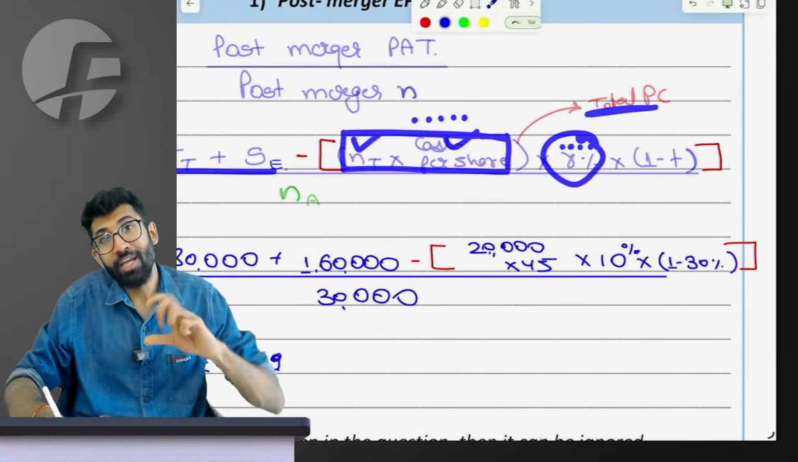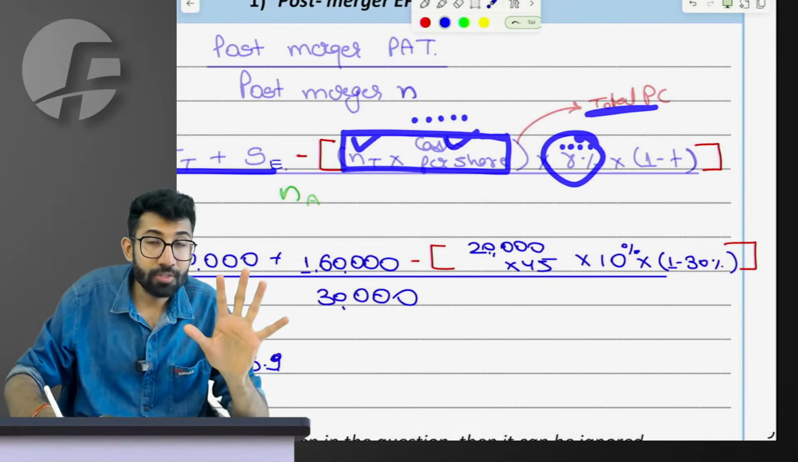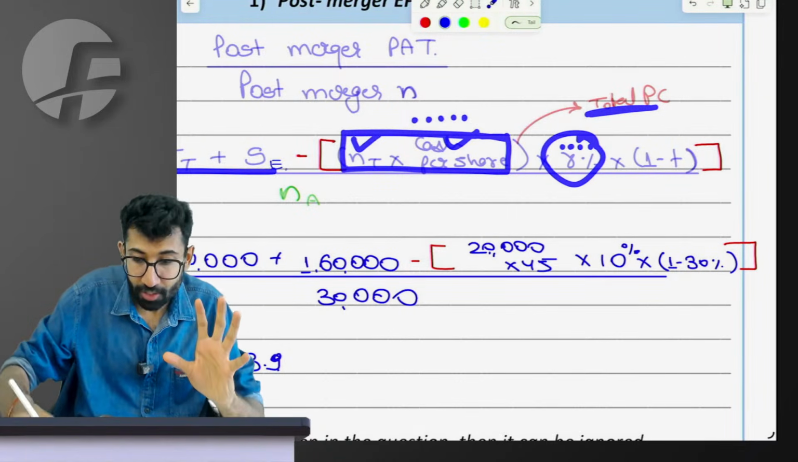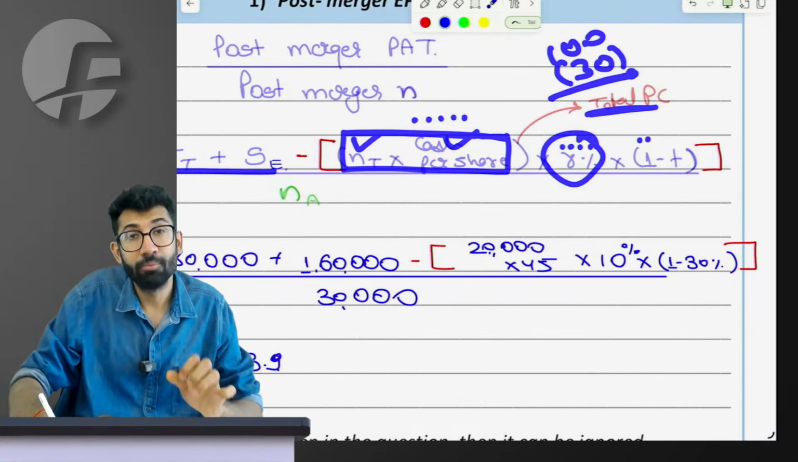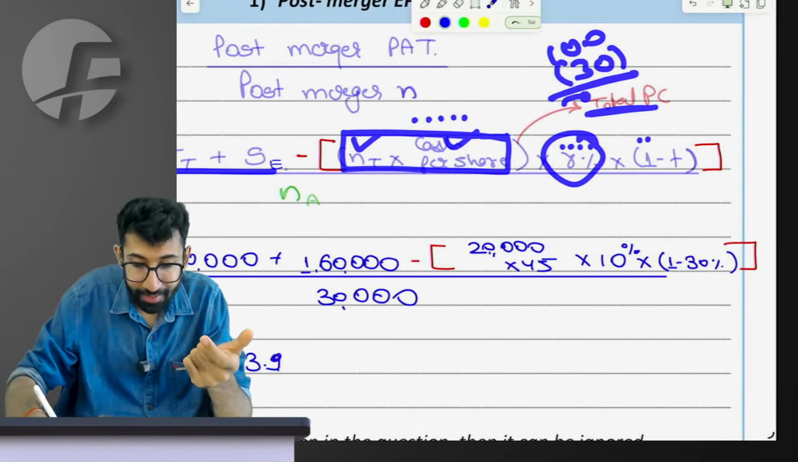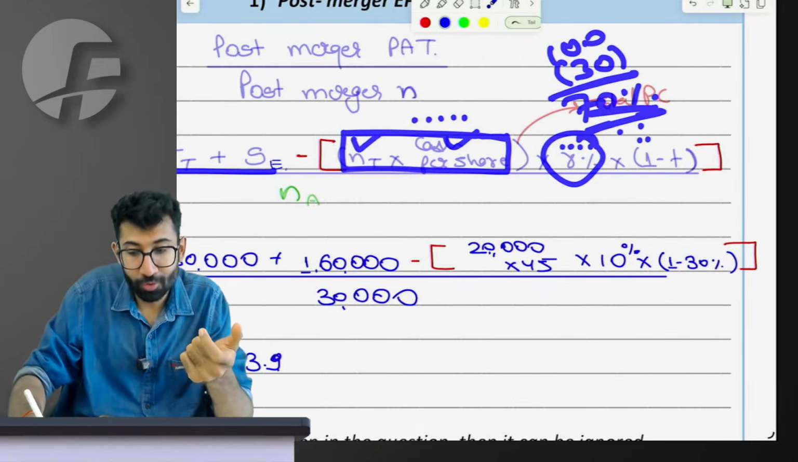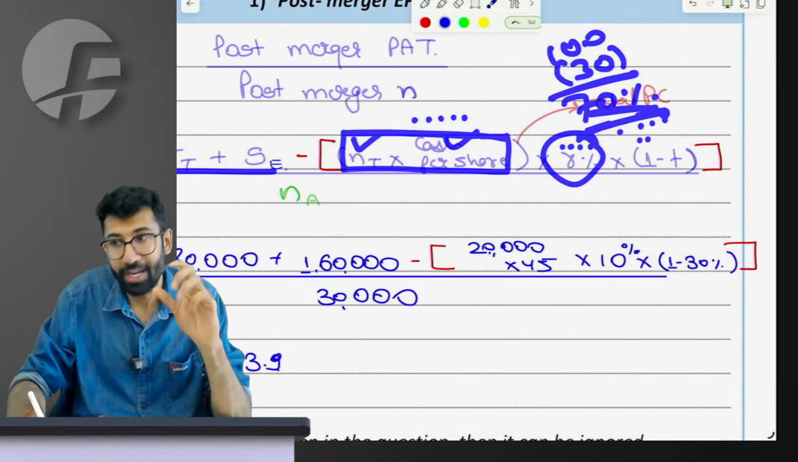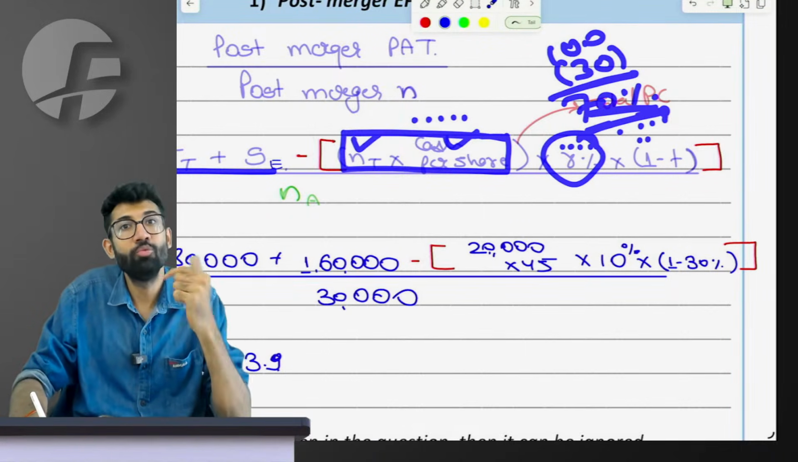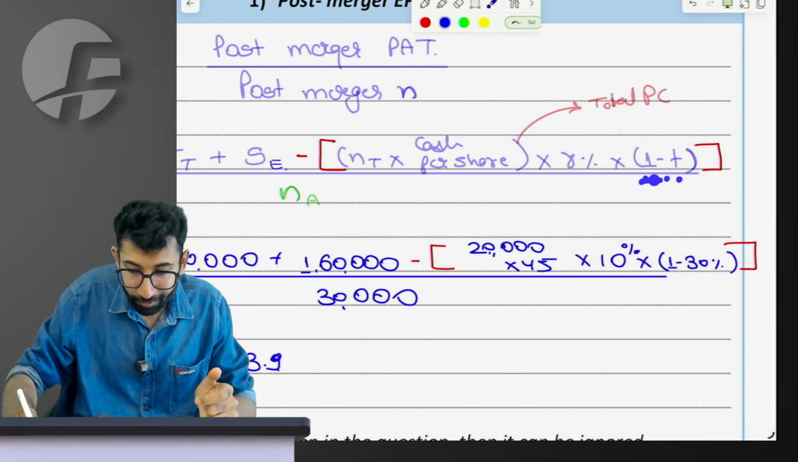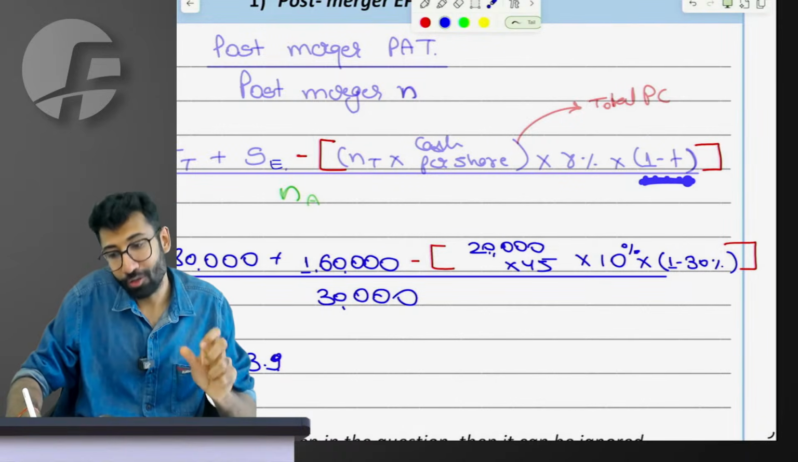This much. And when I pay this interest, the entire interest is not my cost, because when I pay 100 rupees of cost, 30 gets saved on account of tax, and what net goes out of my pocket is only 70. When I pay you 100 rupees, 30 rupees of tax gets saved, and the net effect to me is only 70. So multiplying by 1 minus t gives me the net effect on my profit.